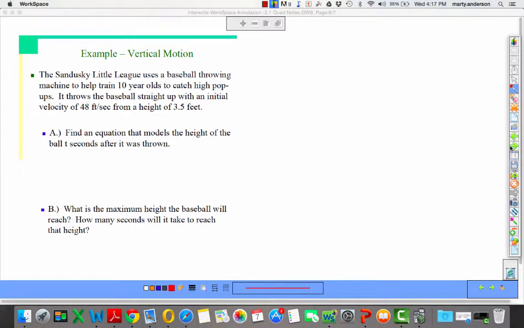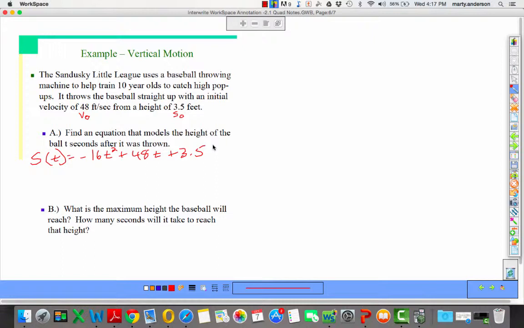So we're going to do a problem with this. The Sandusky Little League, that's in the town of Sandusky, uses a baseball throwing machine to help train 10-year-olds to catch high pop-ups. It throws the baseball straight up with an initial velocity of 48 feet per second from a height of 3.5 feet. So here's what I see. I see initial velocity, v naught. I see initial height, s naught. I see we're dealing in feet per second, which means we are going to use the equation that deals with negative 16 t squared plus v naught times t plus initial height, which is 3.5.